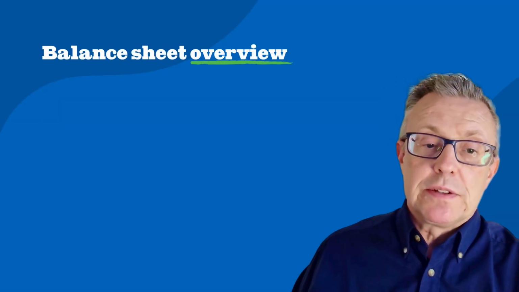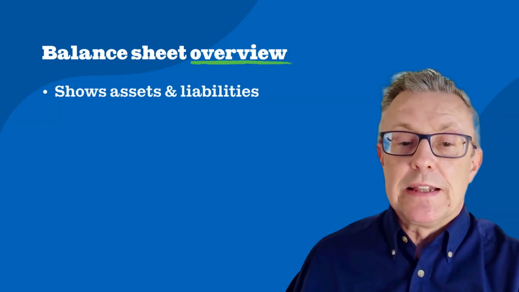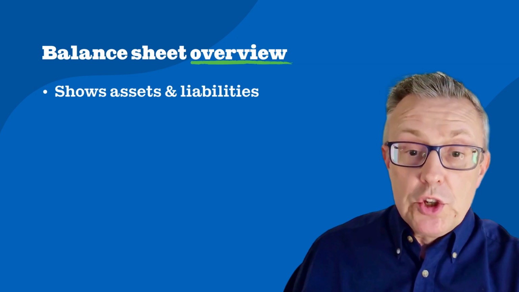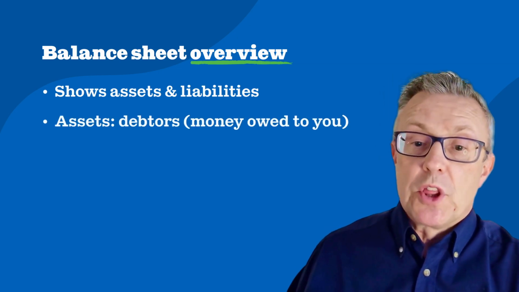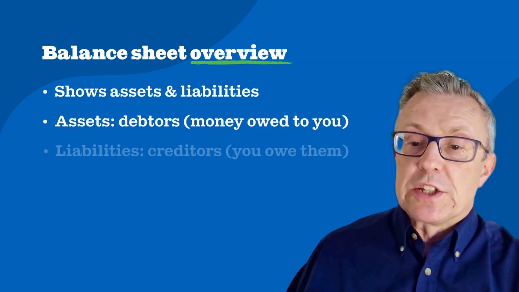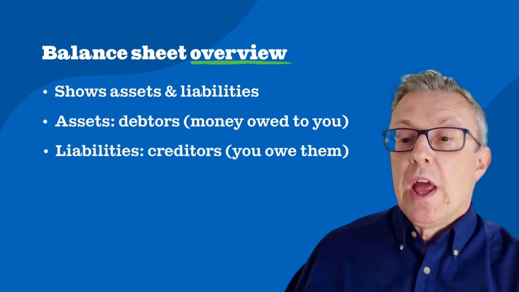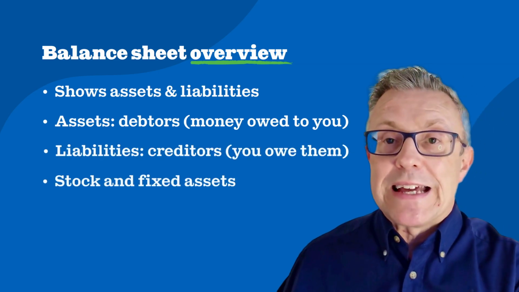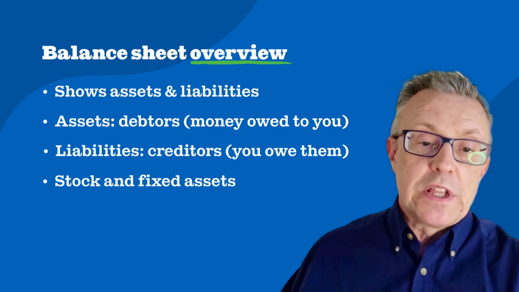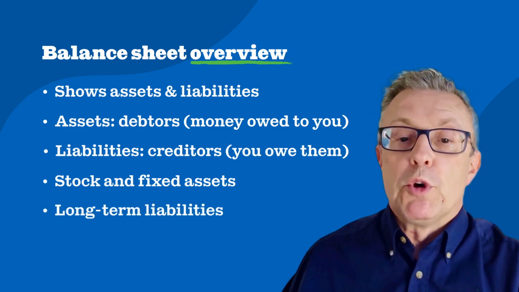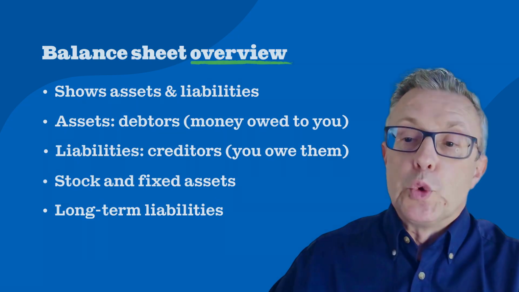The balance sheet shows the company's assets and liabilities. These could be items such as debtors, those who owe you money, creditors, those who you owe money to. It could be stock or fixed assets such as machinery, as well as long-term liabilities such as mortgages or longer-term loans.